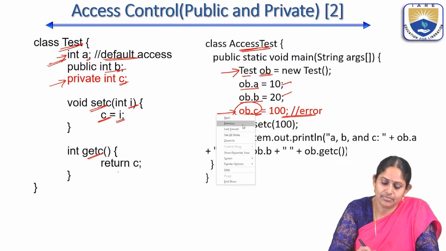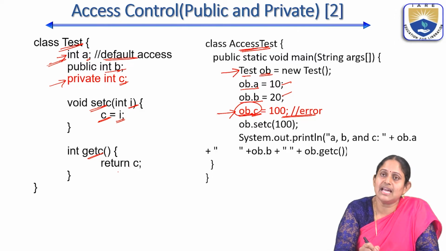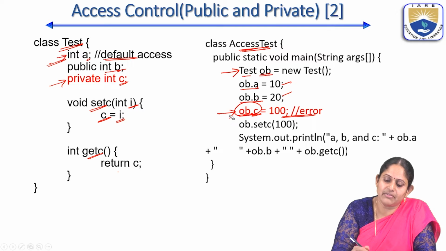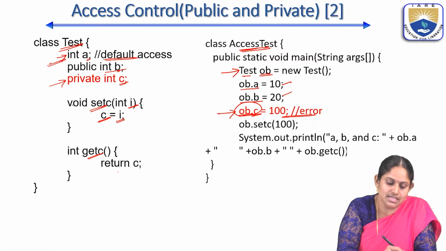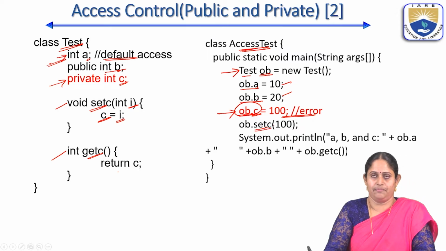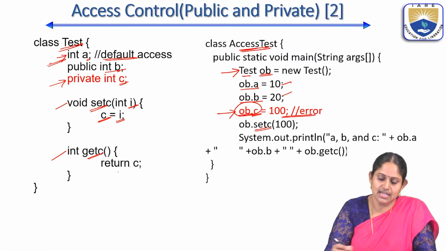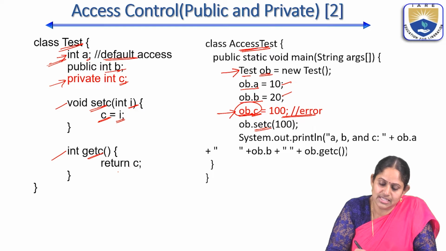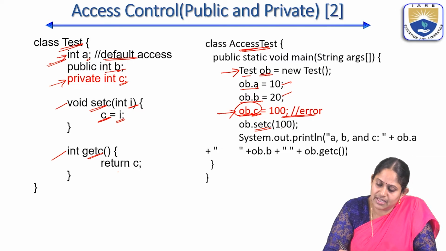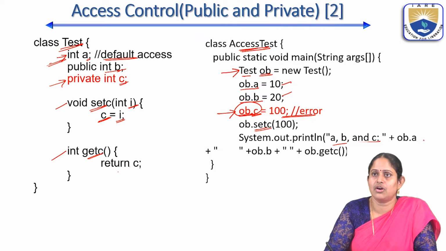So when we are trying to access the private member by using the object inside the AccessTest class, it will throw an error. So if we want to access the C member, the private member, we have to make use of the other methods. Now since these methods are default methods, they can be accessed inside the AccessTest class. So using the setC method, we are setting the value of C to 100.